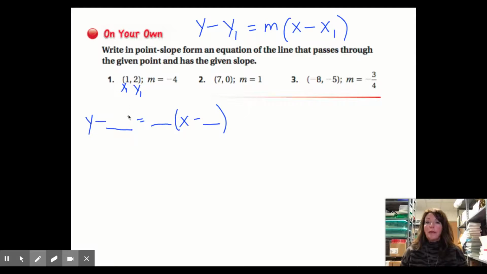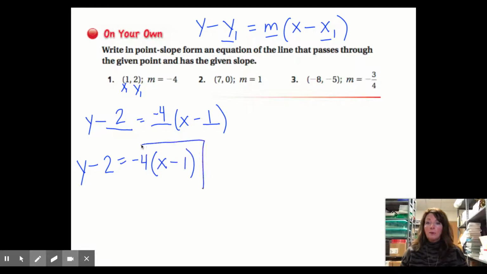So let's go ahead and substitute in these three values. So we want to plug in the 2, we want to plug in the slope, and then we want to plug in the 1, which is the x1. So we can just write that more neatly. There are no double negatives. And here's our point slope form.